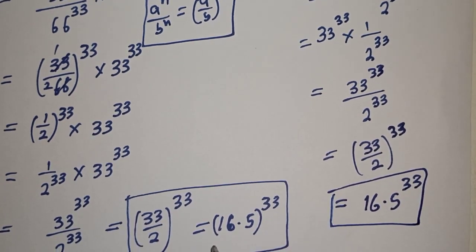You can see that using the first method, we got 60.5 raised to power 33, and the second method, we also get the same answer, 60.5 raised to power 33.